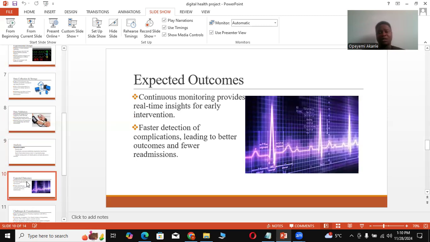So, expected outcomes. Continuous monitoring provides real-time insight for early intervention. So we want to see this patient get real-time monitoring and early intervention to prevent any complication and any further deterioration in their health.